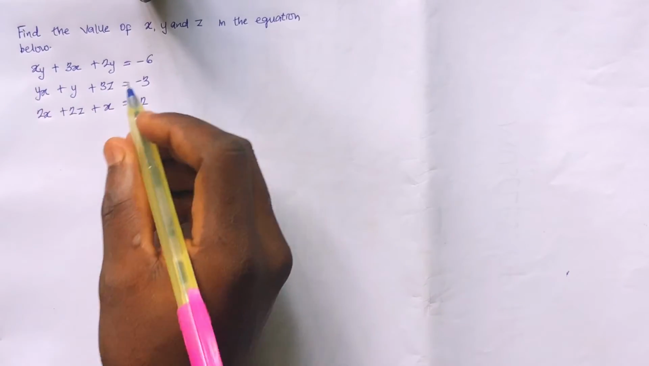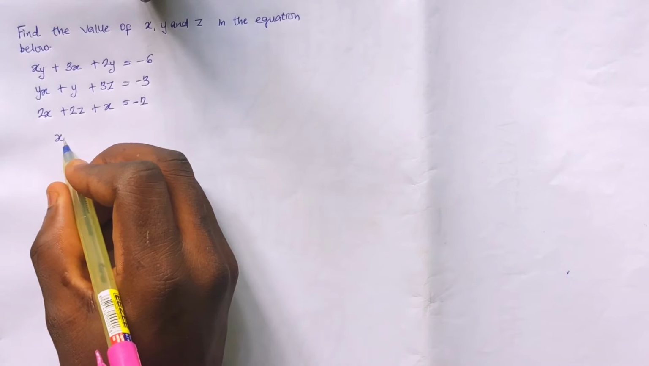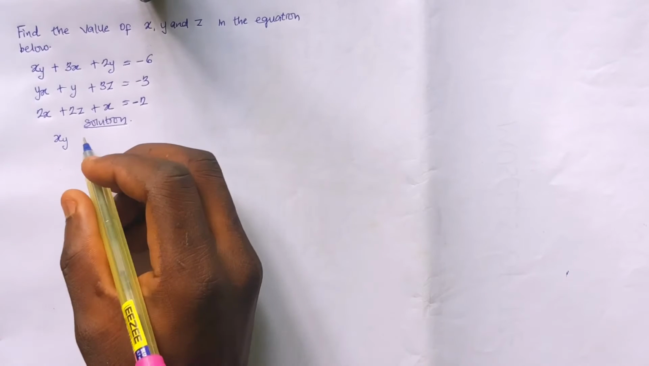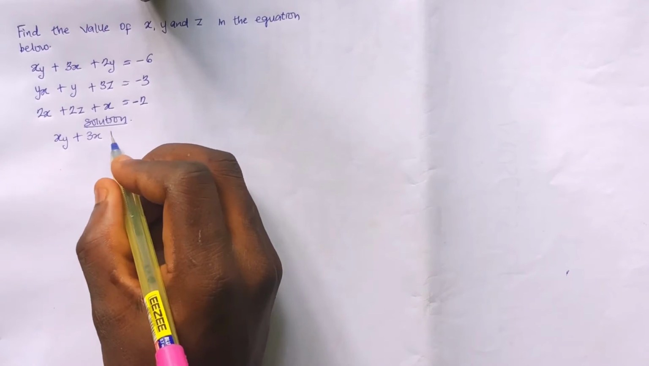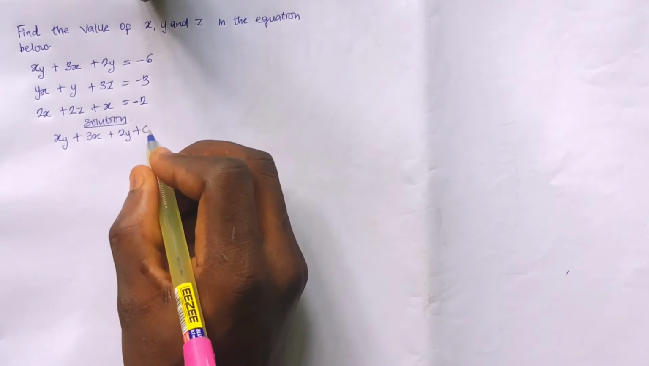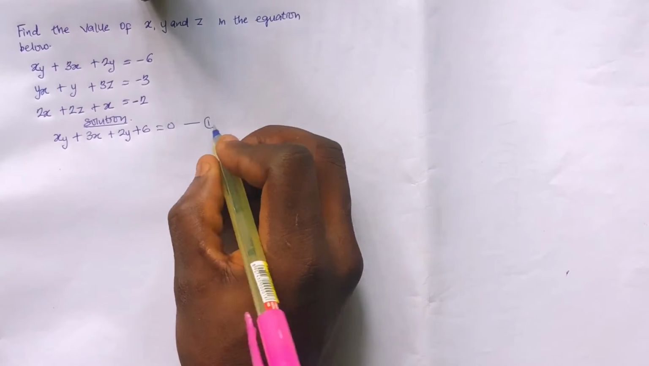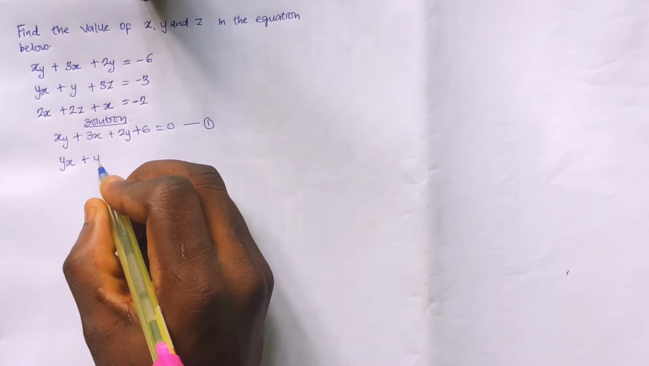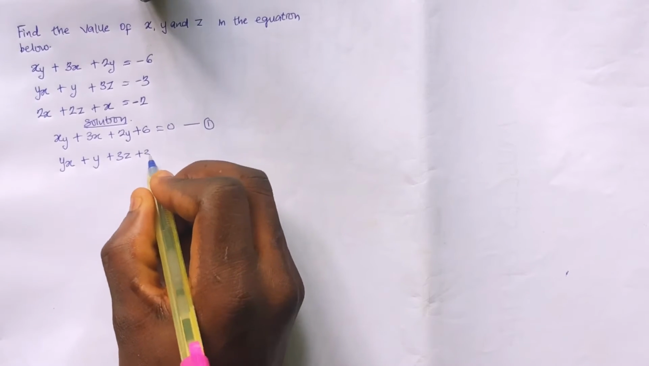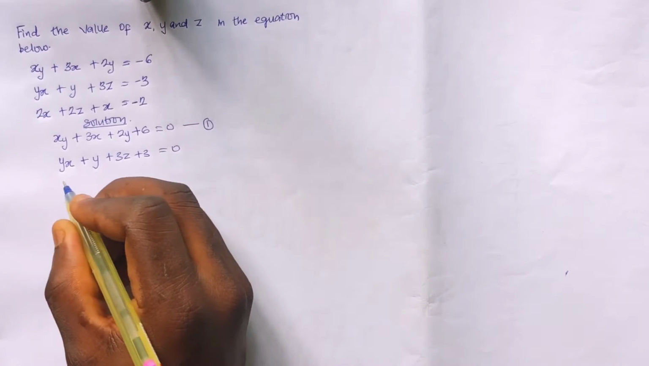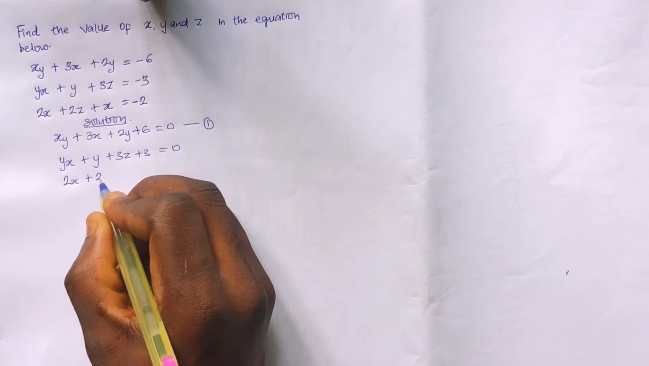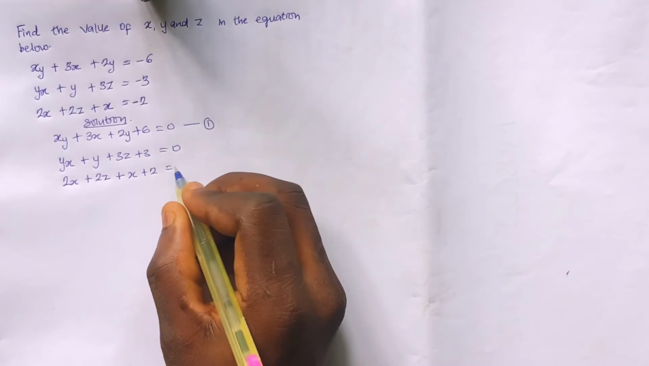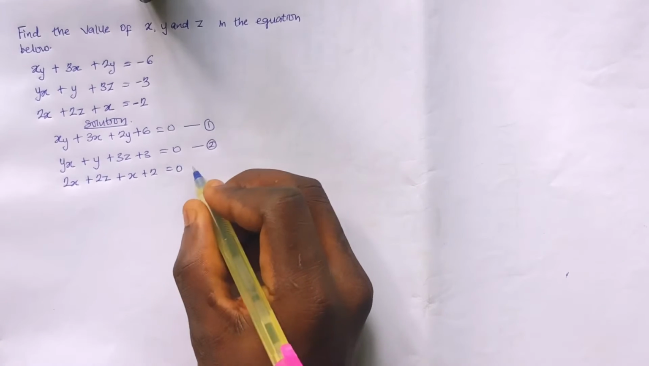If you look at this equation, I can actually write it as follows. Let me put the solution here. I can write this as xy plus 3x plus 2y plus 6 equals 0, and I'm going to call this equation 1. The following one, I will write as yx plus y plus 3z plus 3 equals 0. Then the last one, I have 2x plus 2z plus x plus 2 equals 0.